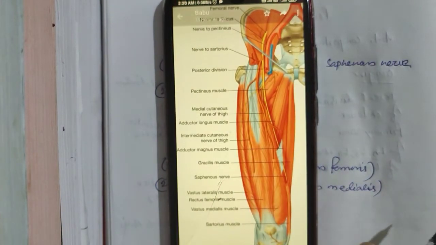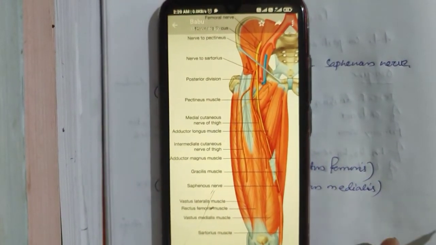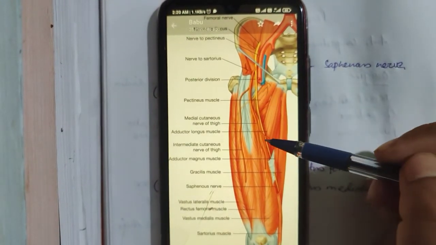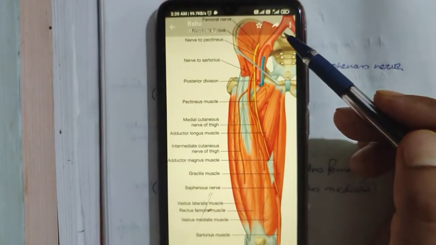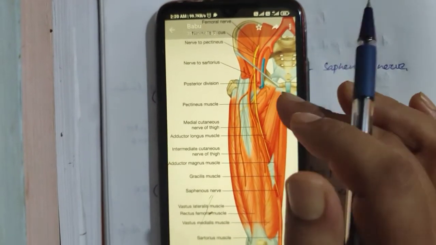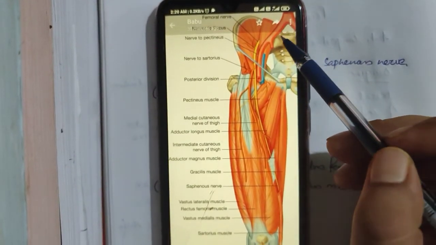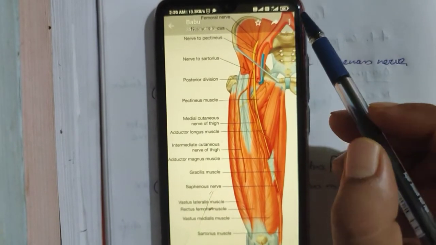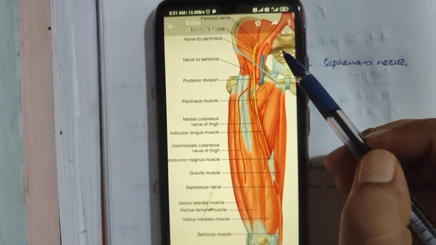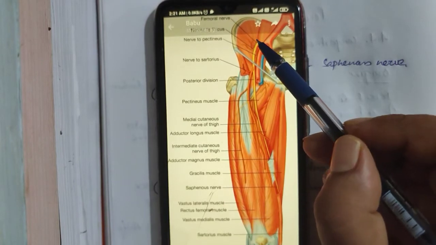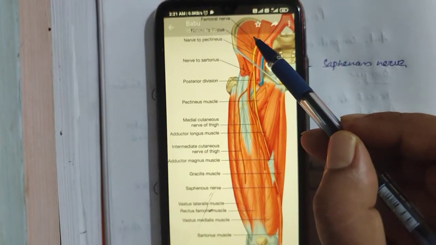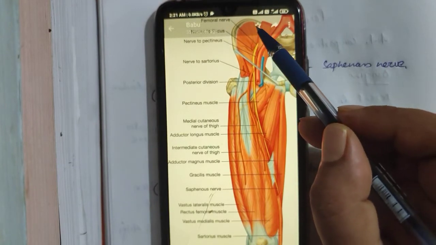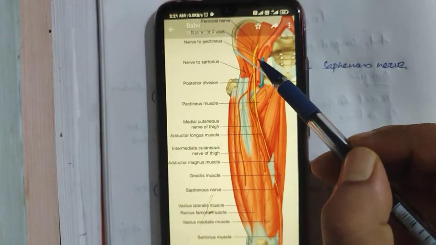See this another picture for better understanding. The yellow color is showing the femoral artery. The femoral nerve originates from the lumbar plexus, the dorsal division of the anterior rami of lumbar 2, 3 and 4. And now it is situated between the gluteus maximus muscle. This is the area for the gluteus maximus muscle.